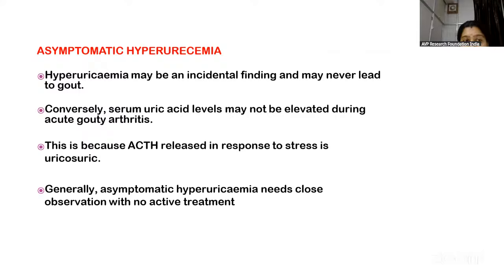As the term suggests, you may not have typical symptoms of gouty arthritis, but your serum uric acid will be elevated. But this doesn't mean that it will end up in gout. So, it is usually an incidental finding that your serum uric acid is elevated. And in this stage, it is better to control your serum uric acid with your diet and lifestyle, and no active treatment is required.